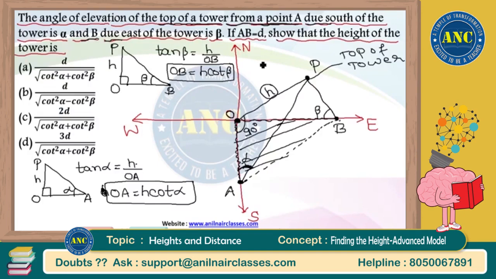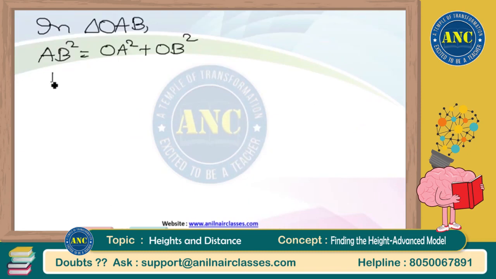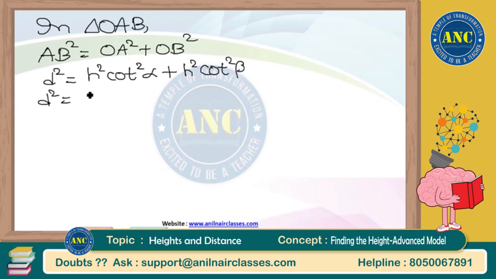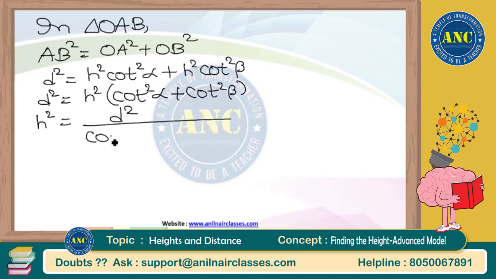But it is given in the question that AB is equal to small letter d. That means d square is nothing but OA, which is H cot alpha, so H square cot square alpha, plus OB, which is H cot beta, so H square cot square beta. So d square is equal to H square into cot square alpha plus cot square beta. But I want the H value. H square is d square divided by cot square alpha plus cot square beta.